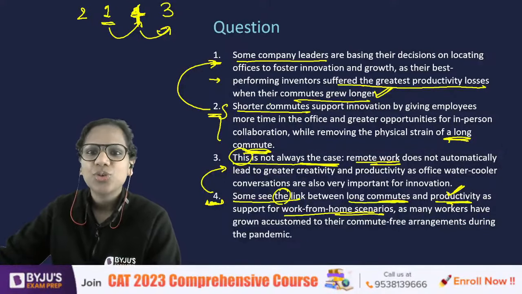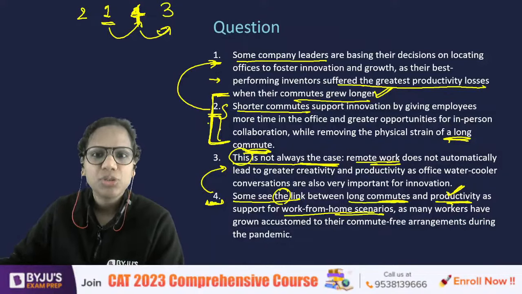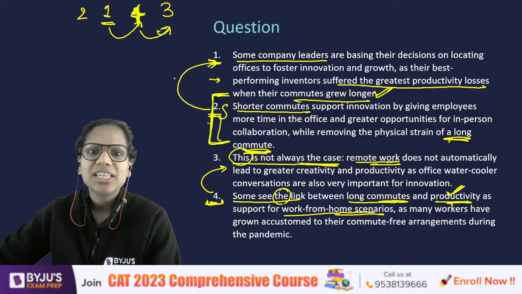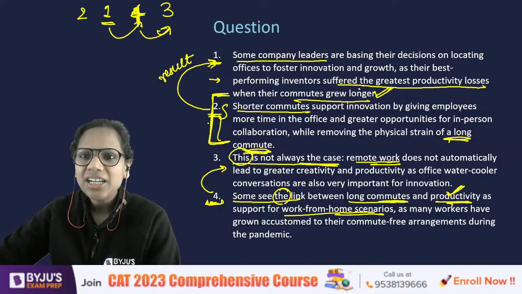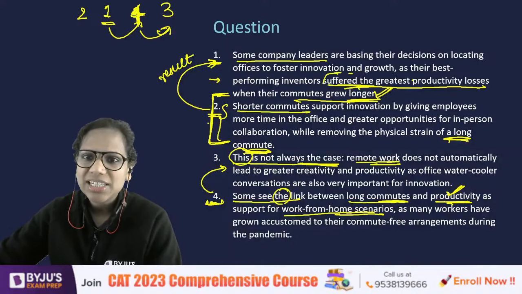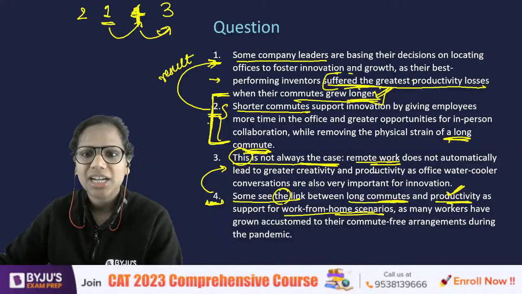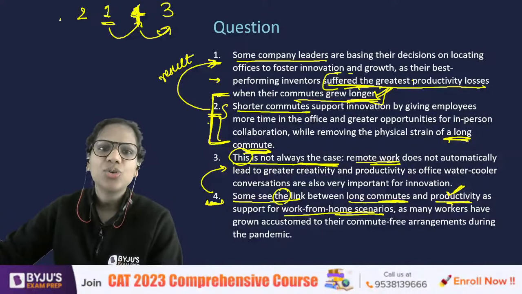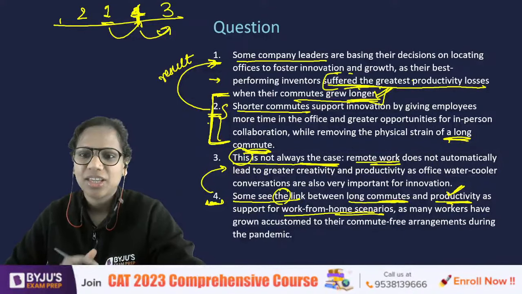Right. So 2 is the topic of discussion here, how shorter commutes help. 1 is the result of realizing this, right? And realizing this connection between long commute and less productivity. Because of this link, this connection, some people think that work from home is good, but that is not always the case. So 2, 1, 4, 3. This is the sequence here. Does it make sense?